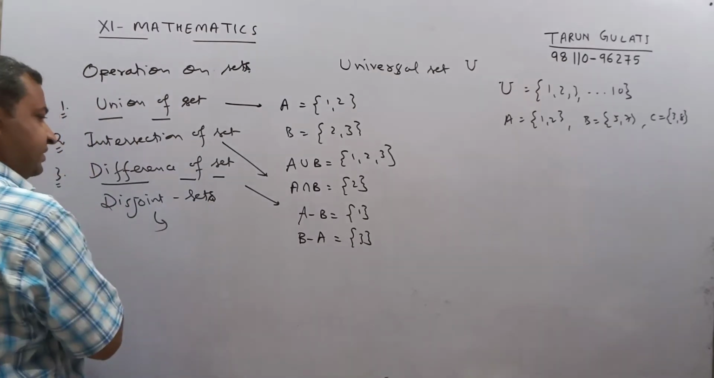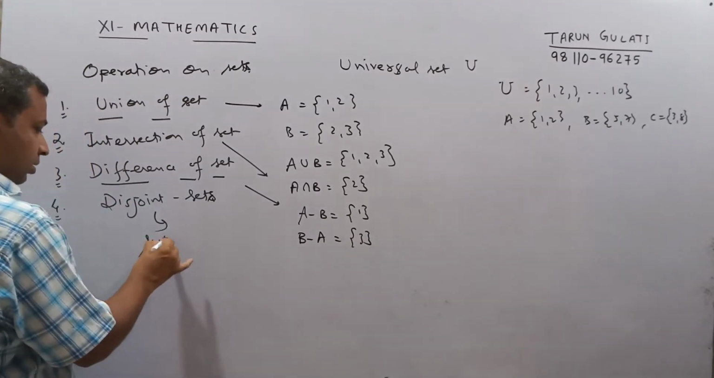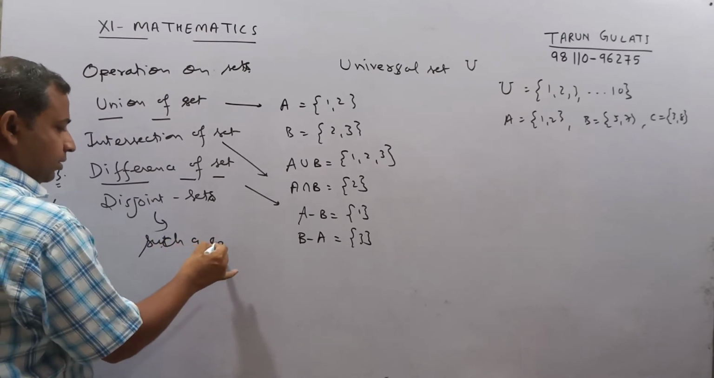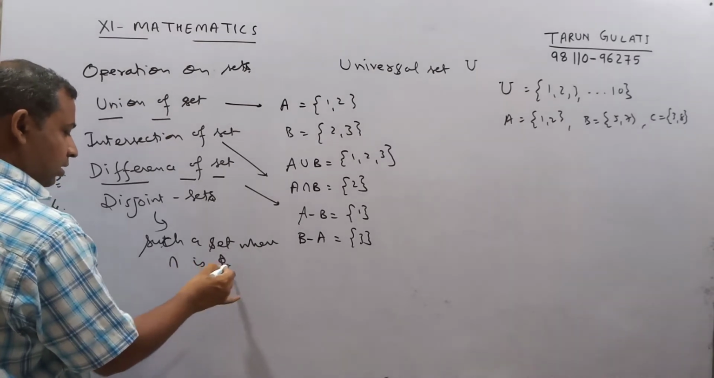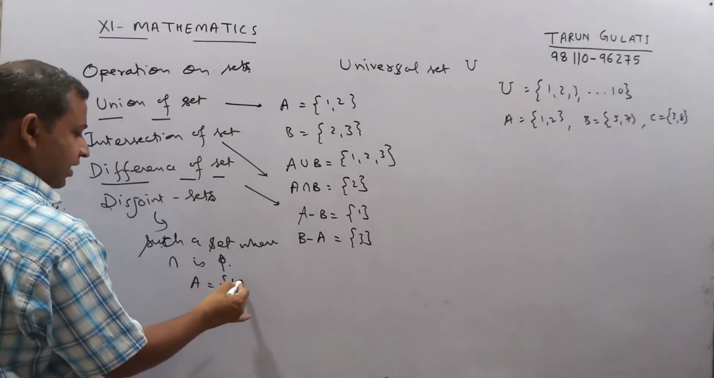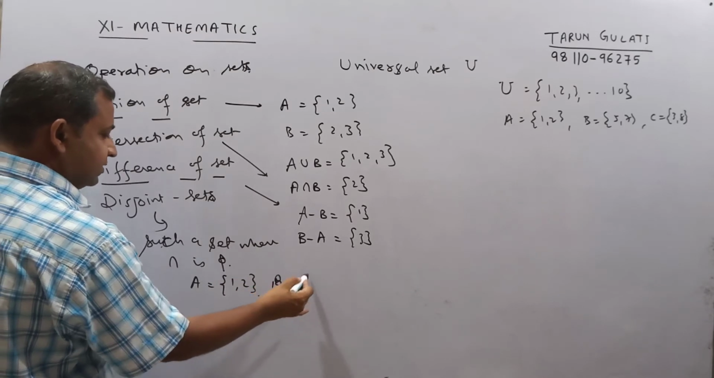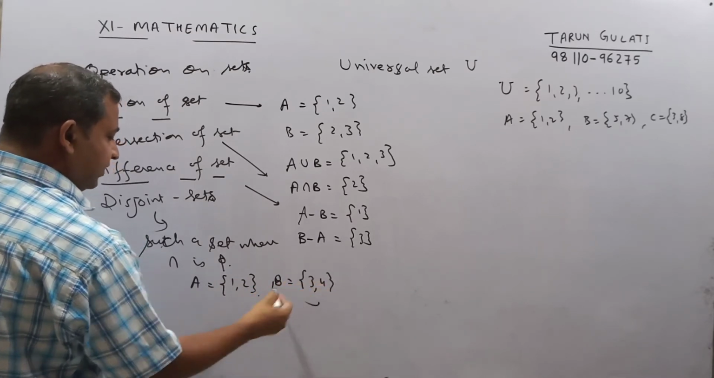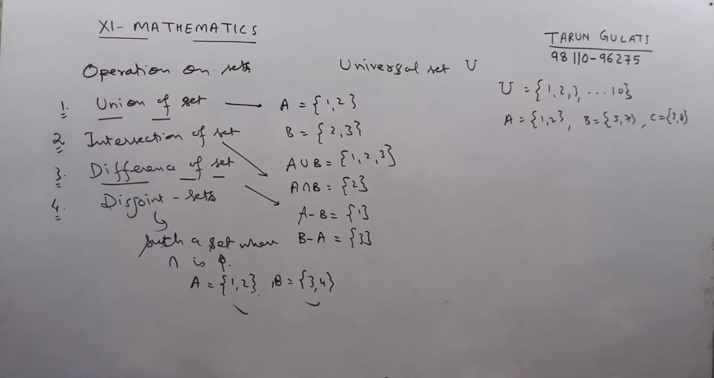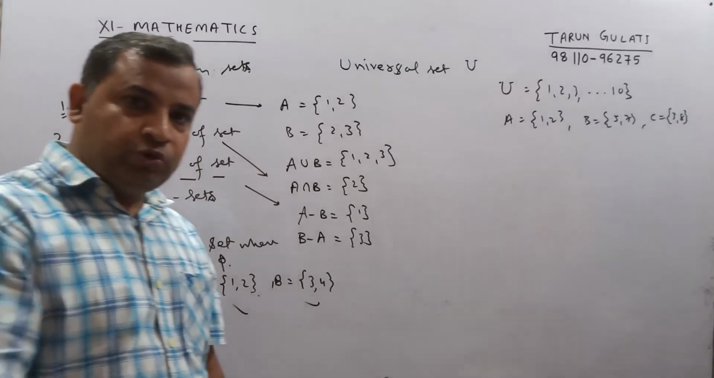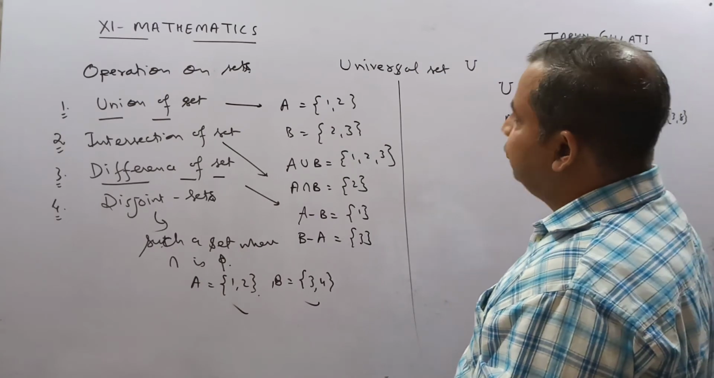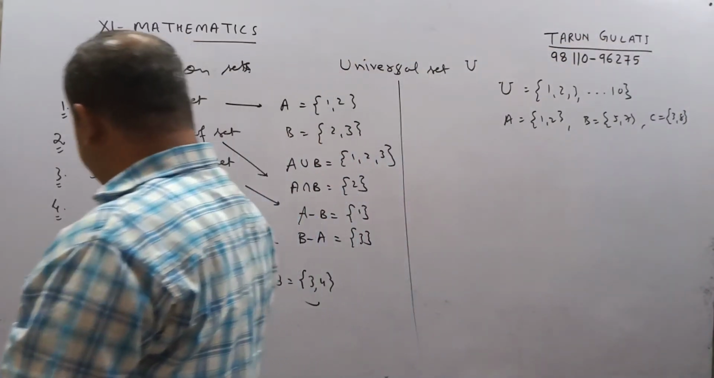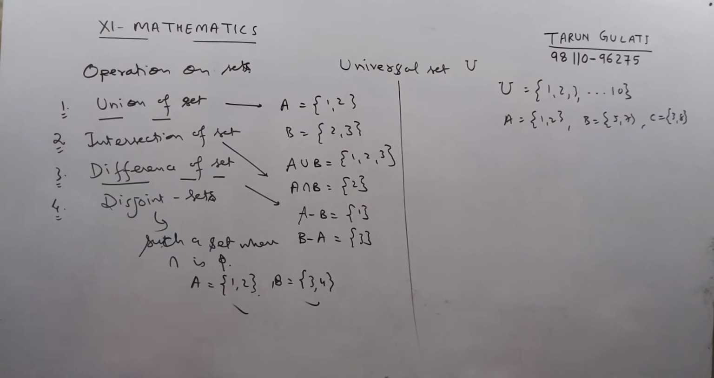What about disjoint sets? Such sets where nothing is common, where the intersection is null. For example, we have set A, which is 1, 2, and set B, say 3, 4. These kinds of sets, where there is no common element or intersection point, are known as disjoint sets. I suppose all this is clear to you: universal set, union, intersection, difference, disjoint.